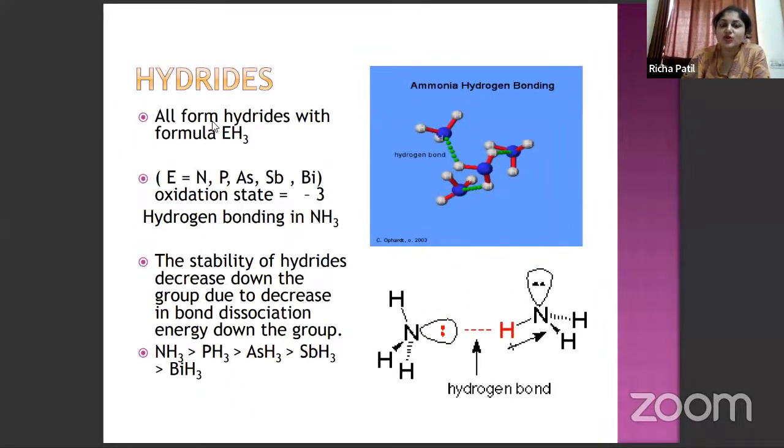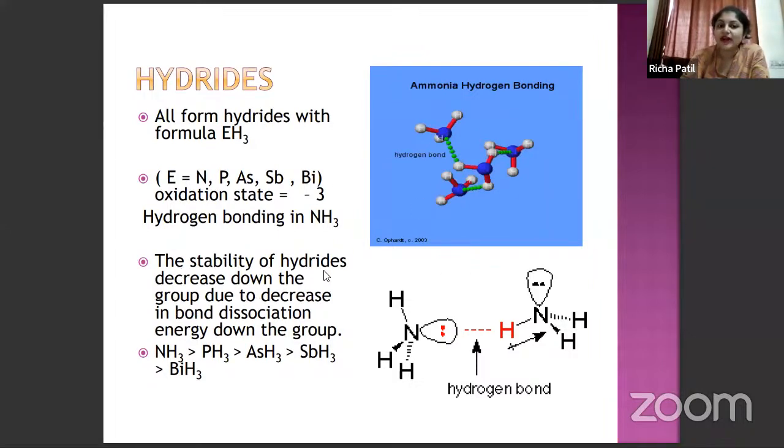Hydrides: all the group 15 elements form hydrides with the formula EH3, where E is the different elements of group 15, that is nitrogen, phosphorus, arsenic, antimony, bismuth. The oxidation state is -3 here. Hydrogen bonding is present in ammonia.